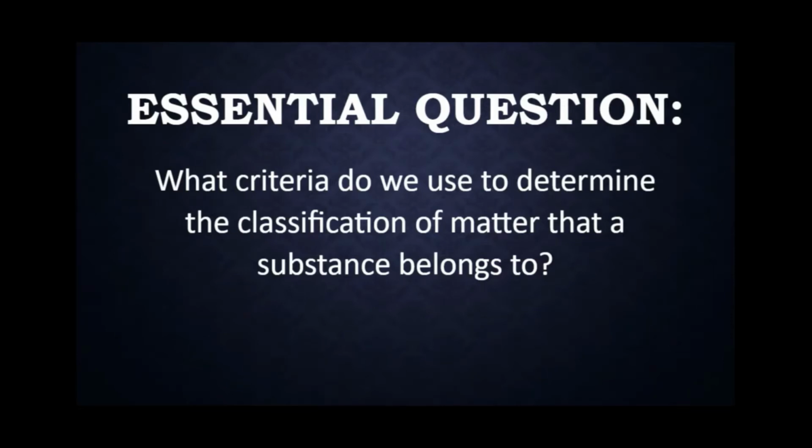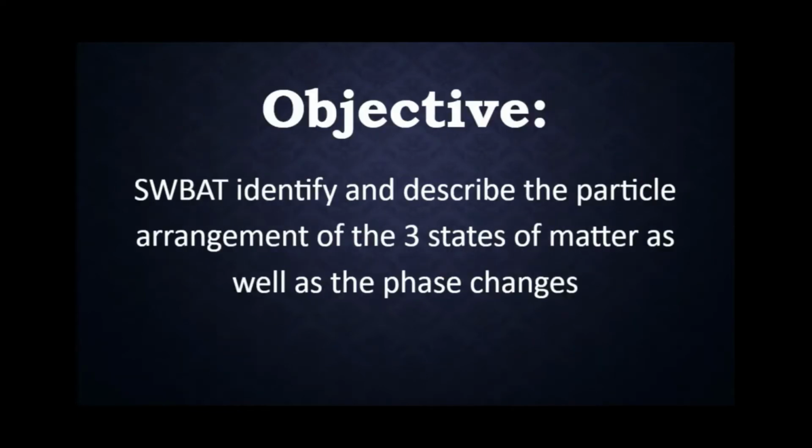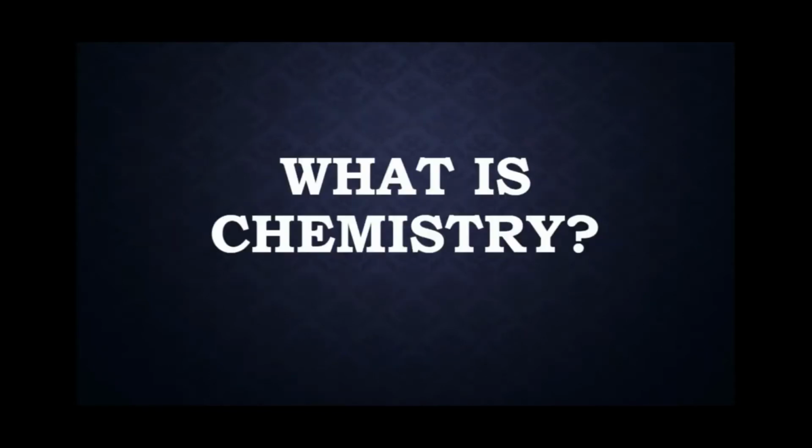Today, we're going to be talking about matter and its classification. We have one essential question and one real objective. Our essential question, or our EQ, is what criteria do we use to determine the classification of matter that a substance belongs to? Our objective is to be able to identify and describe the particle arrangement of the three states of matter as well as the phase changes.